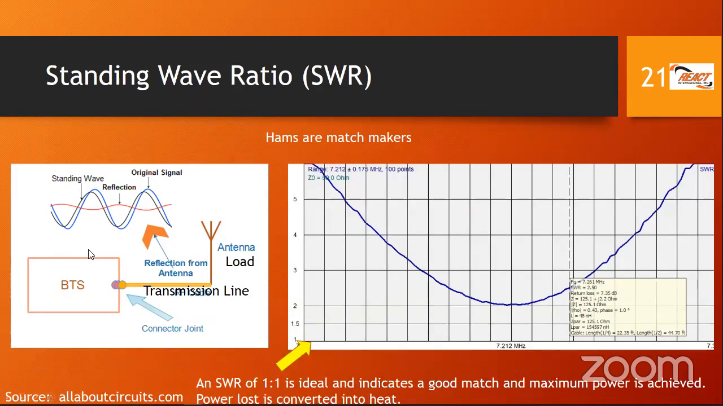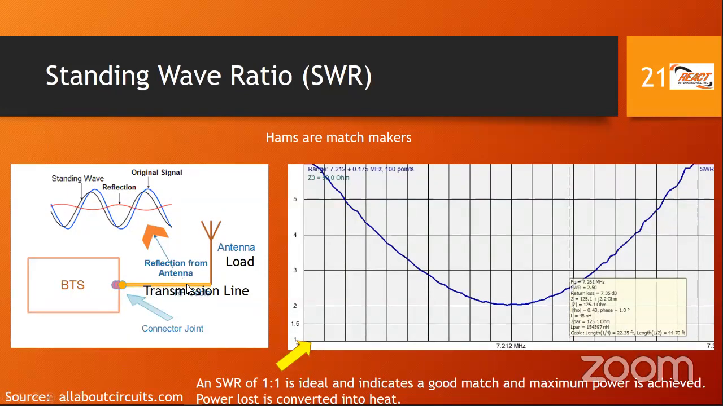Another concept we need to be aware of, and you'll see these questions in the question pool, is standing wave ratio, or SWR. Now, we talked about a transmitter or transceiver, and then a transmission line or feed line, and then the antenna. Those are the three components we've been talking about in our radio system thus far.